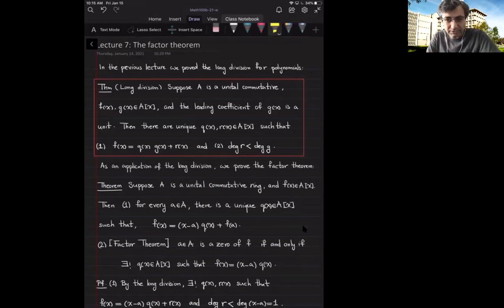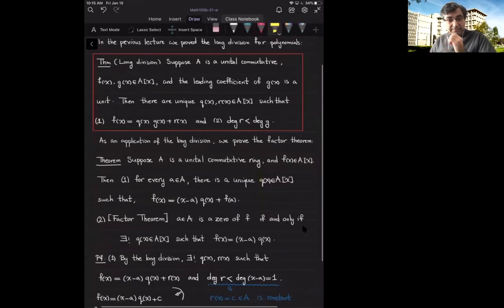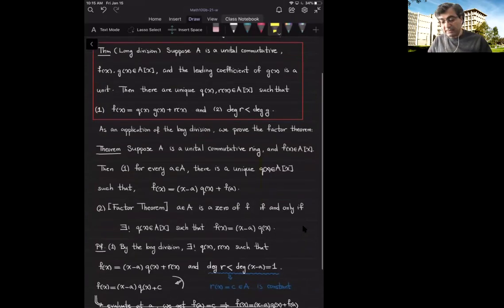Okay, what is the factor theorem? The point is that in an arbitrary ring A, if I give you a polynomial f, then this polynomial is going to have a zero at an element a if and only if it's a multiple of the factor x minus a. So if and only if it has a factor of x minus a in it.